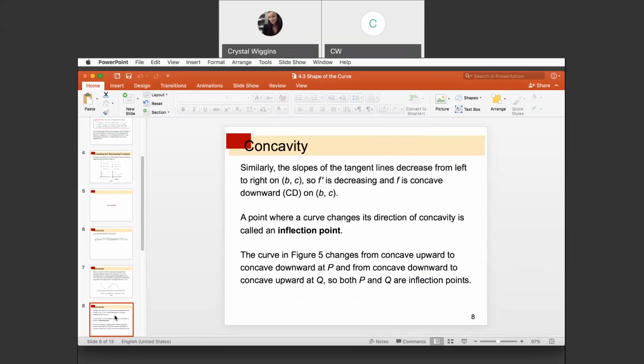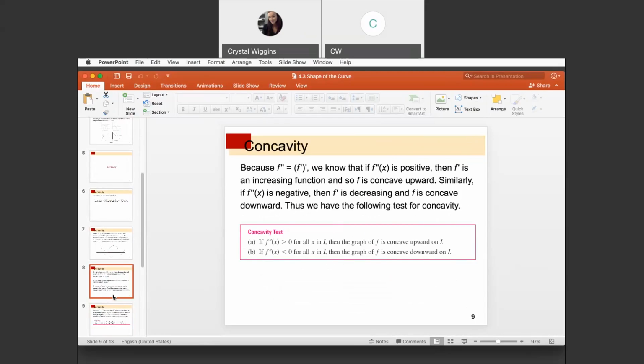A point where a curve changes its direction of concavity is called an inflection point, which we talked about. The P and the Q in that last example were your inflection points. Did I miss anything? No.